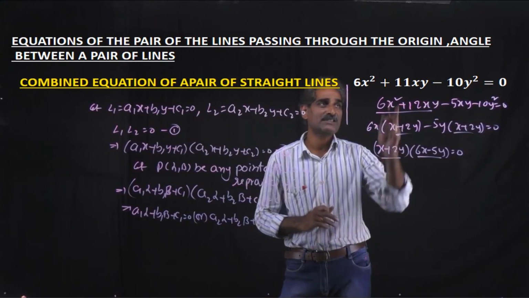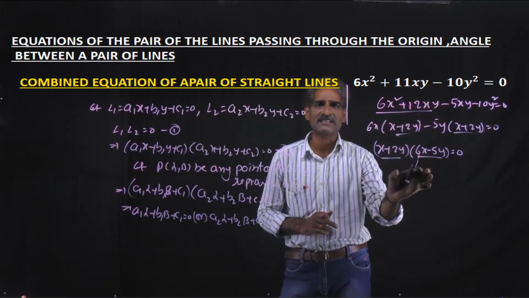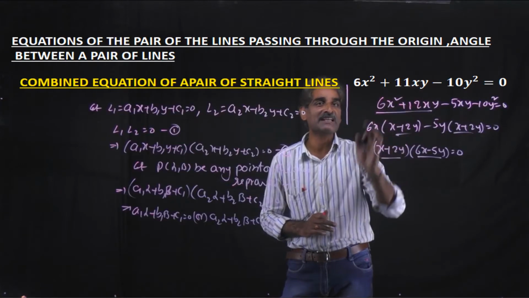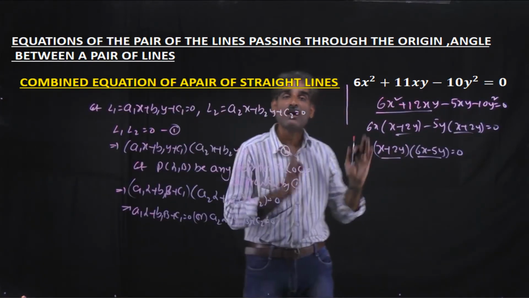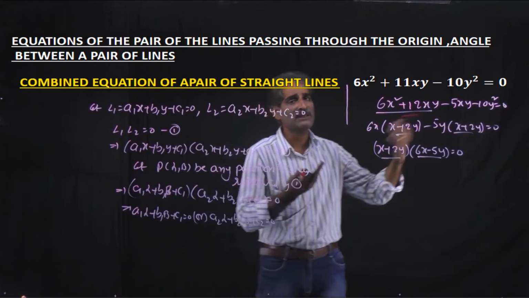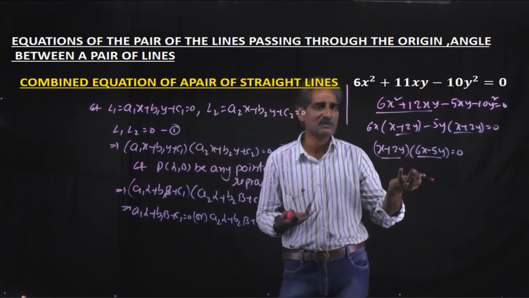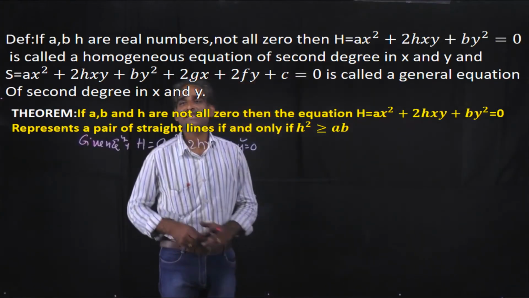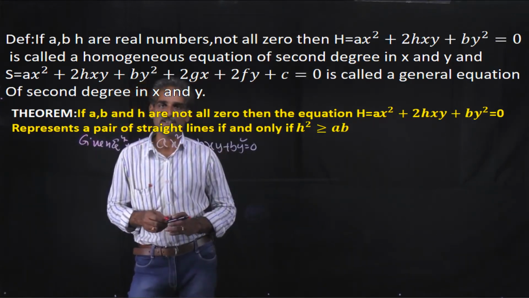Understand? This is a second degree homogeneous equation. We split this into two lines. The product of two lines gives a second degree equation. A homogeneous second degree equation represents two lines passing through origin. It may be real lines, imaginary lines, or coincident lines. What will be the lines? Okay, right. So now see the definition for homogeneous second degree equation and the general second degree equation.